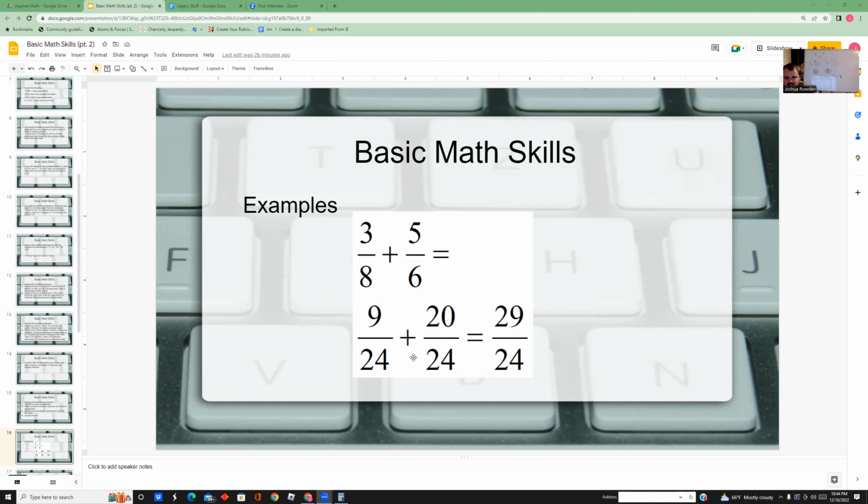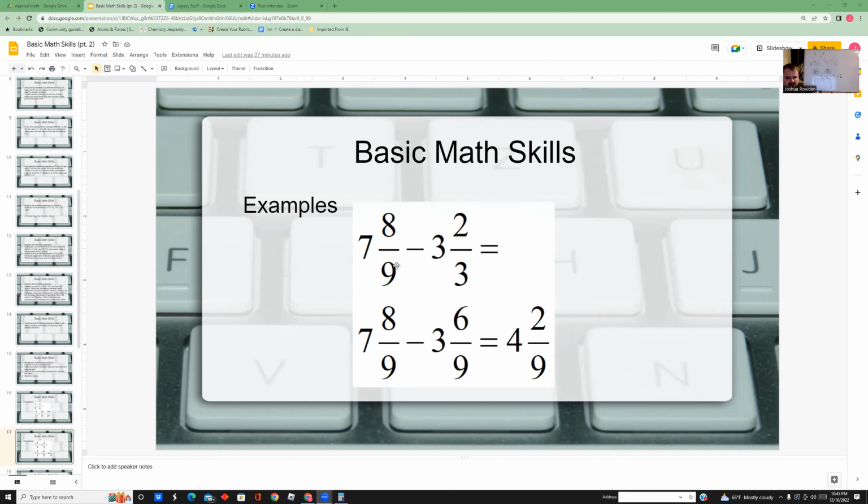And with adding fractions, the 24, it's not adding 24 to 24. It's saying 24 is the number of pieces we've had all along. So nothing changes on bottom, it's just 24. All you're doing is on top, it's saying how many slices you had. 9 plus 20, we had 29 slices. So 3/8 plus 5/6 is 29 24ths. That's what it would come out to.